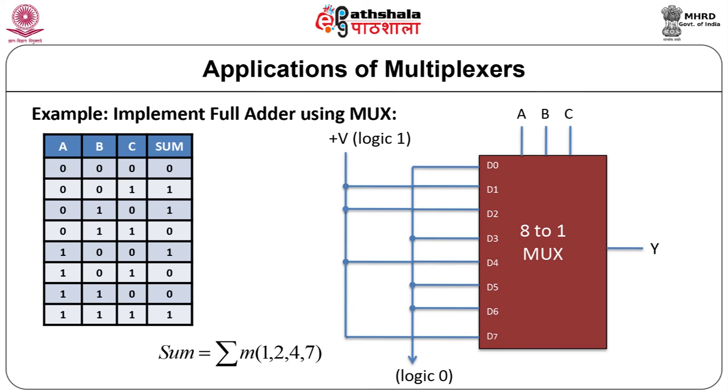From the truth table, wherever the sum is 1, those inputs are connected to logic 1 and the rest of the inputs are connected to logic 0. By applying the corresponding ABC inputs, we can definitely generate the necessary sum term. So, the sum term is expressed in terms of sum of min terms 1, 2, 4 and 7.